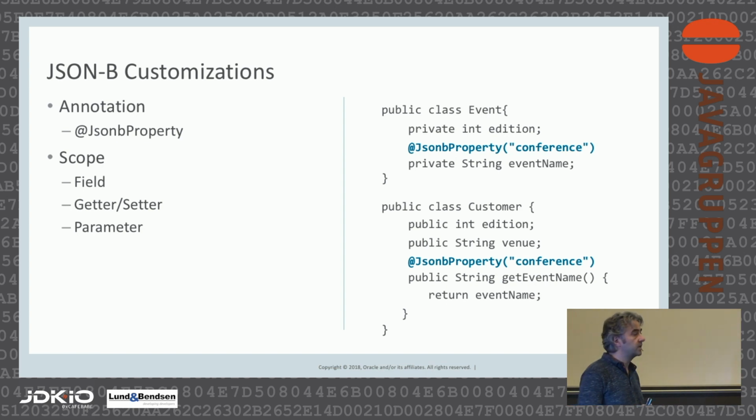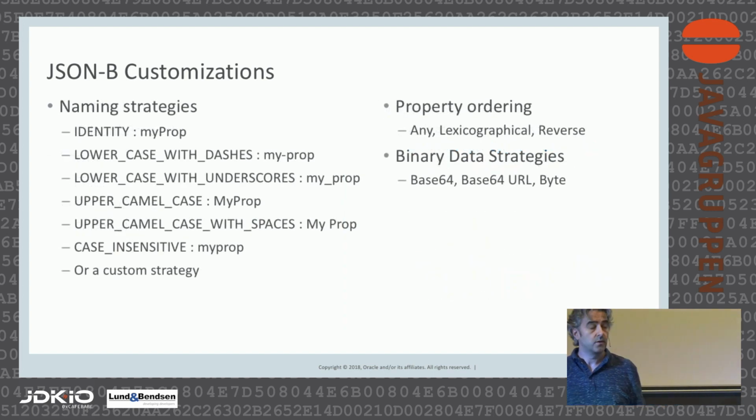So we have this annotation that you can use at different levels to customize the behavior, but there are a lot of things that you can override, like naming strategy. I think that out of the box, we have 6 different naming strategies, and if that's not enough, you have the ability to provide your own custom naming strategy. You can also specify in which order the properties should be laid out when doing marshalling and unmarshalling. What should we do if we have binary data? Should they be base64 encoded or base64 URL encoded or just plain byte?